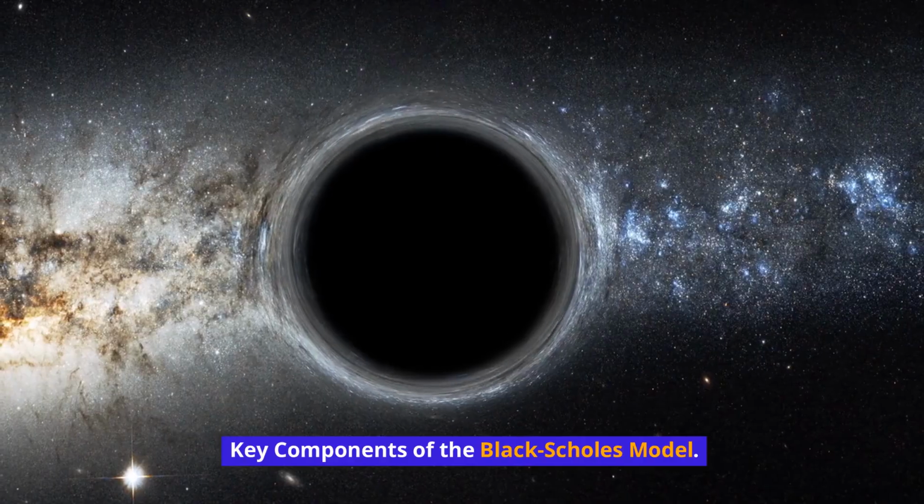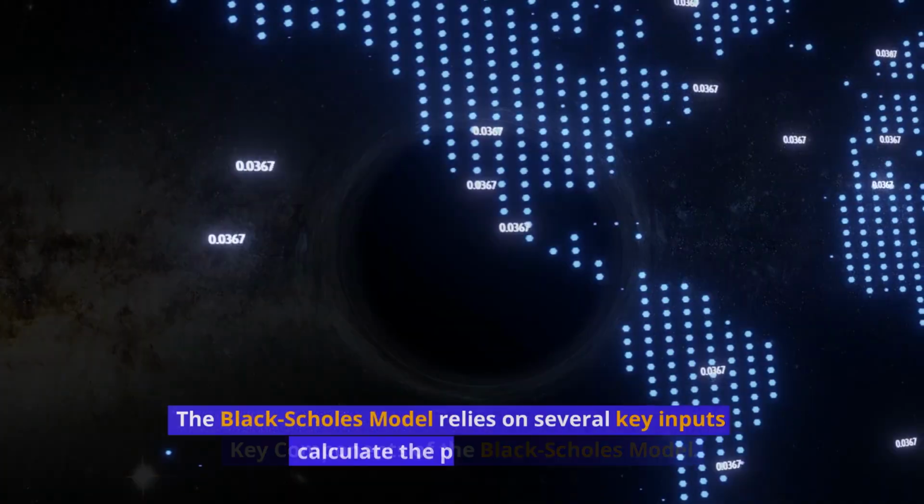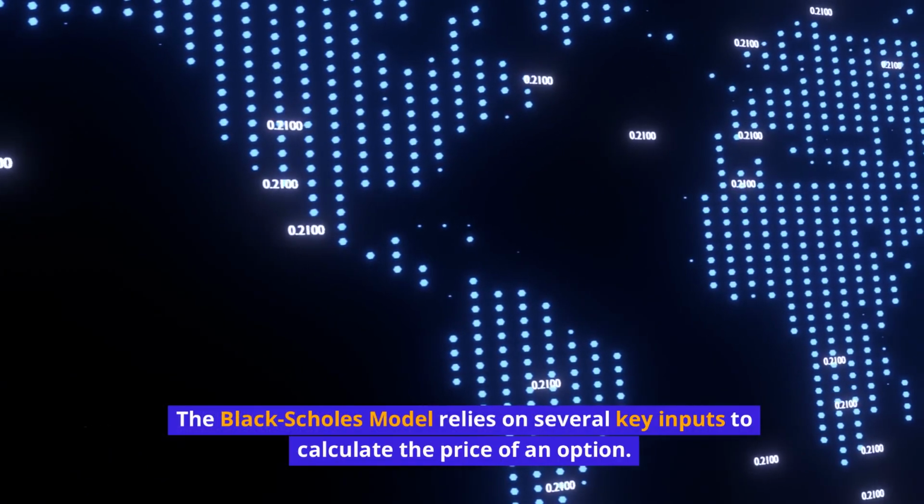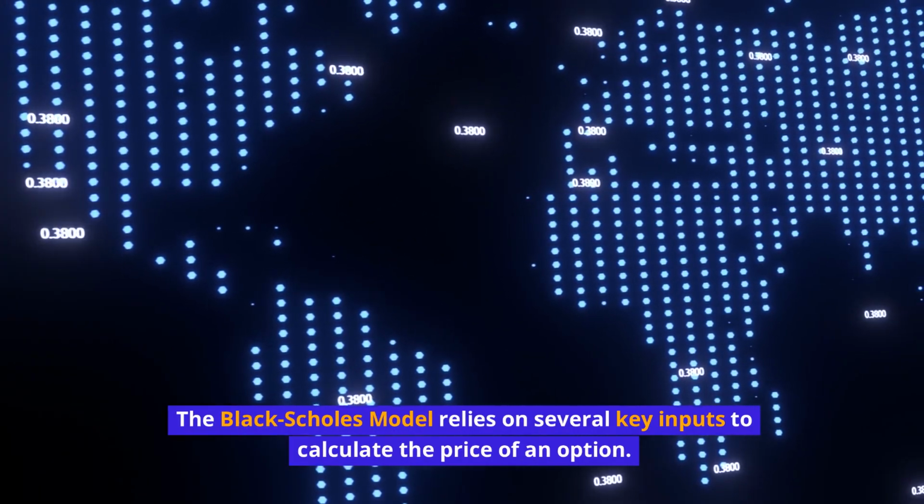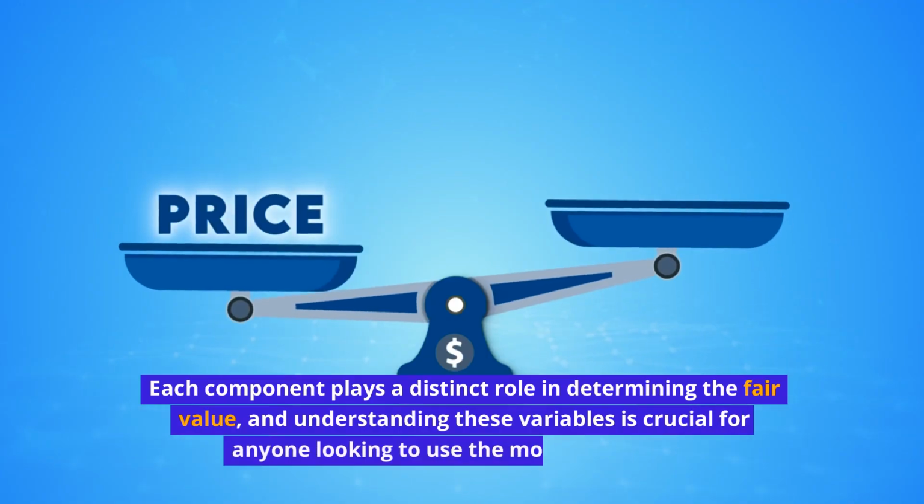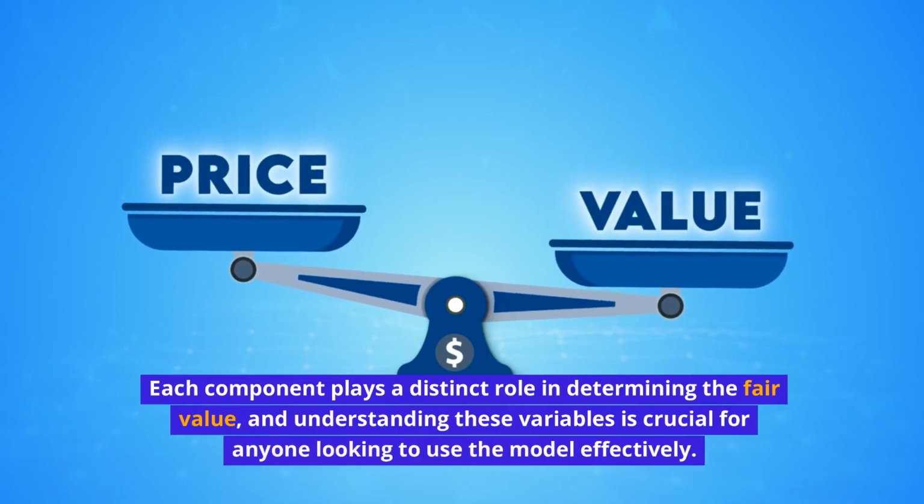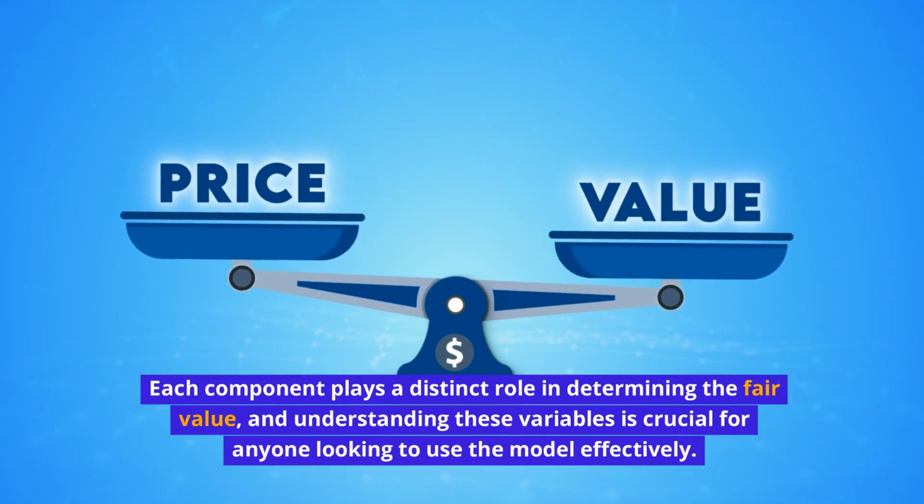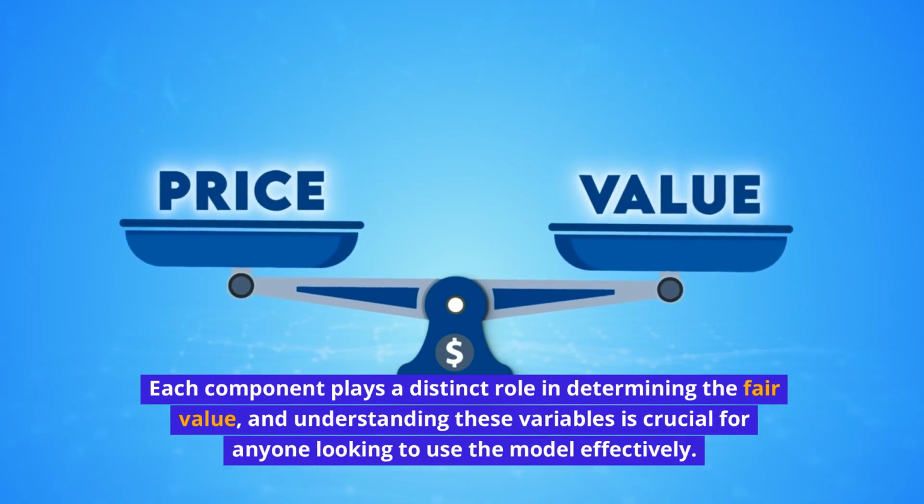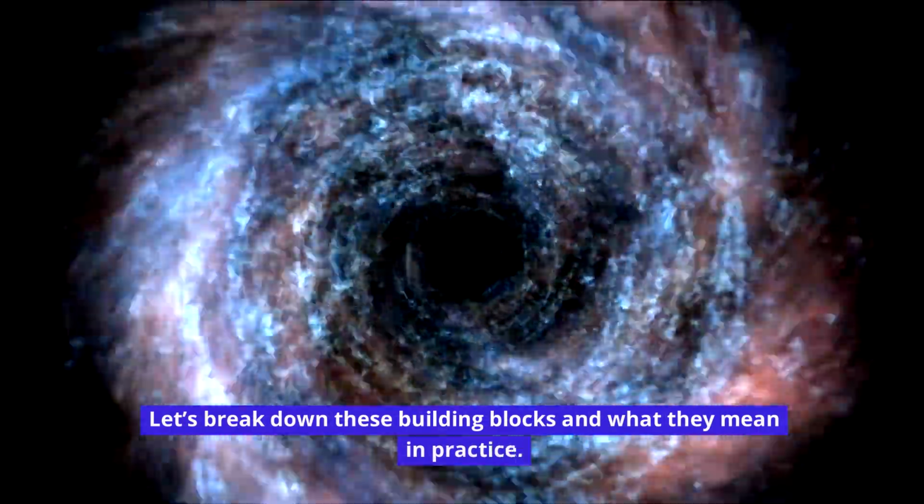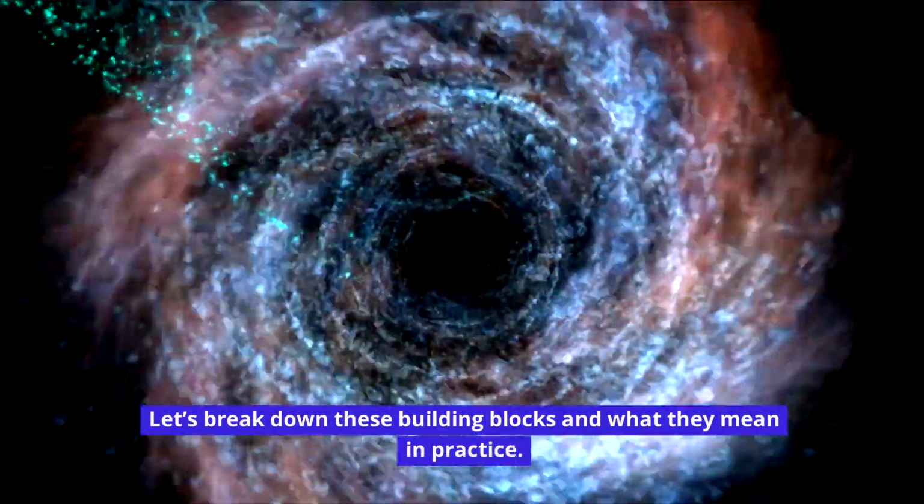Key components of the Black-Scholes model. The Black-Scholes model relies on several key inputs to calculate the price of an option. Each component plays a distinct role in determining the fair value, and understanding these variables is crucial for anyone looking to use the model effectively. Let's break down these building blocks and what they mean in practice.